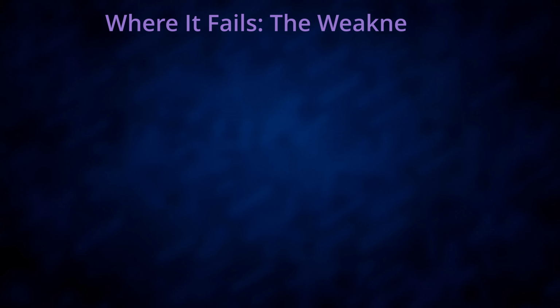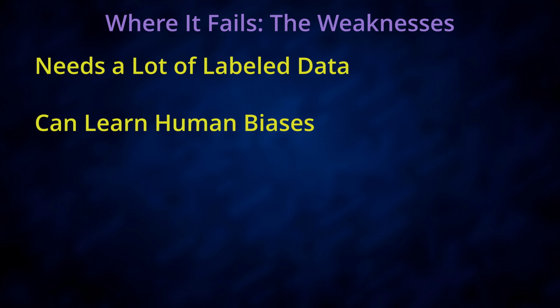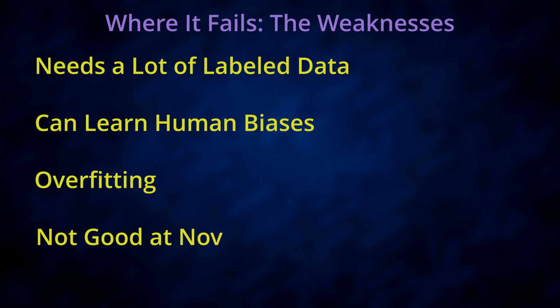Where it fails, the weaknesses. Needs a lot of labeled data. Imagine labeling 1 million images manually. Can learn human biases. If the data is biased, predictions will be too. Overfitting: the model memorizes noise instead of learning patterns. Not good at novel situations. If the model is trained only on sunny images, it fails in snow.